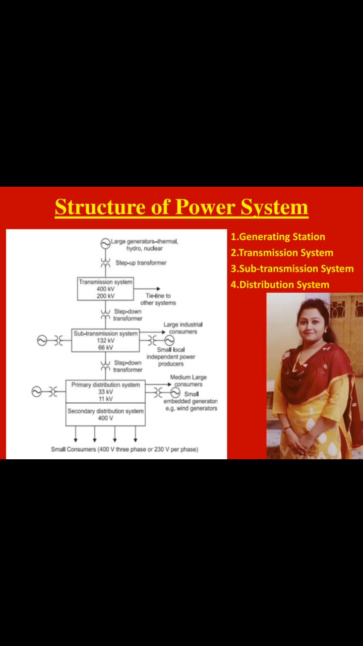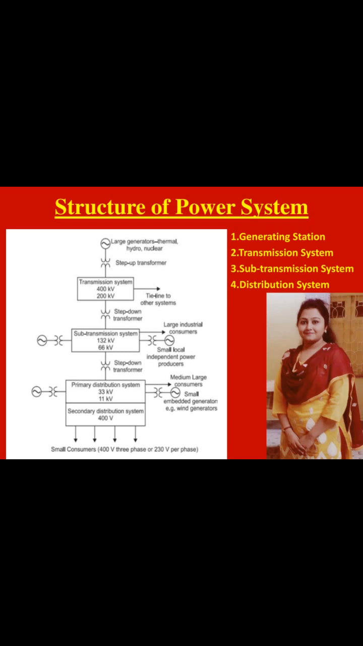The next step down in voltage is at the distribution substation, normally to two distribution voltage levels. First, the primary or feeder voltage, that is 11 kV. Second, the secondary or consumer voltage, that is 415 volt 3 phase or 230 volt single phase. The distribution system fed from the distribution transformer stations supplies power to the domestic, industrial and commercial consumers.